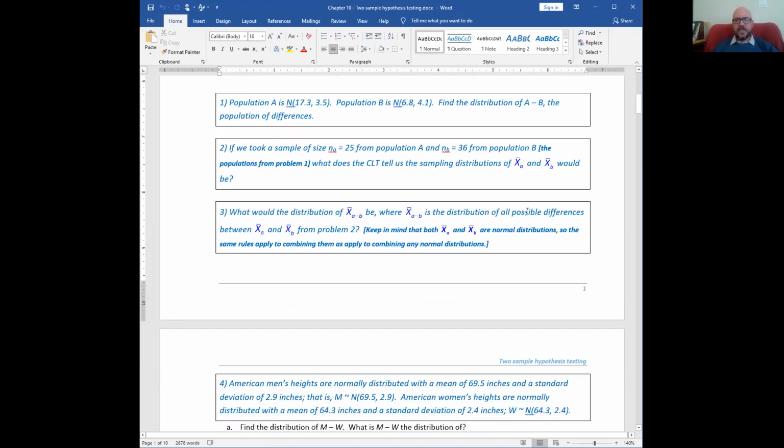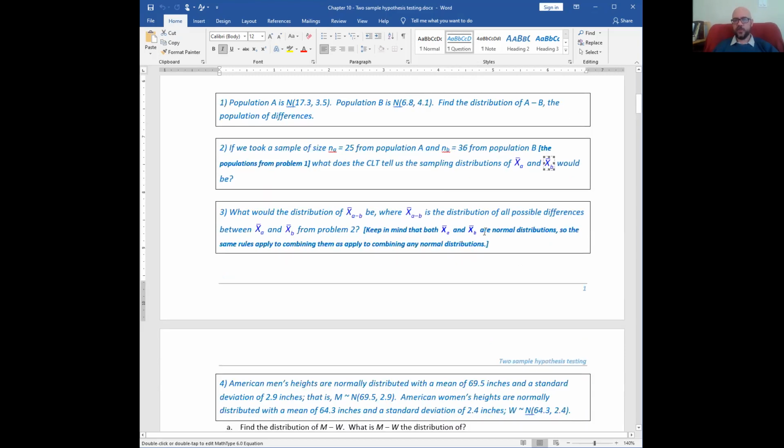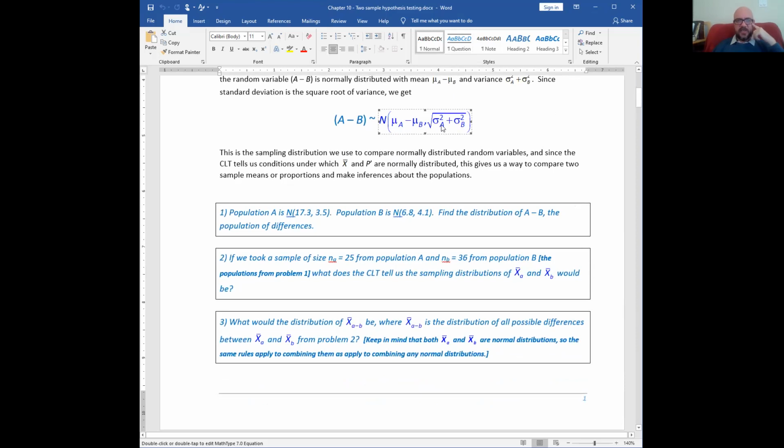Where x bar sub A minus B is the distribution of all possible differences between x bar A and x bar B. And notice that the sample size is different for these two distributions, but that makes no difference at all, right? That doesn't matter at all because x bar sub A is a normal distribution, x bar sub B is a normal distribution. This works for any normal distributions. So there you go. We can just subtract those two. So we're gonna do the exact same thing, right? I'm just gonna do this formula, mu A minus mu B, and then this formula, square root of sigma sub x bar A squared plus sigma sub x bar B squared.